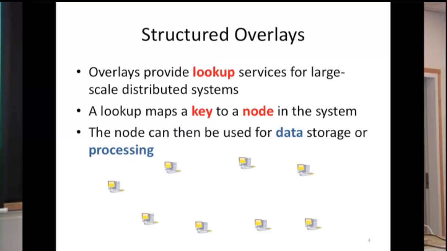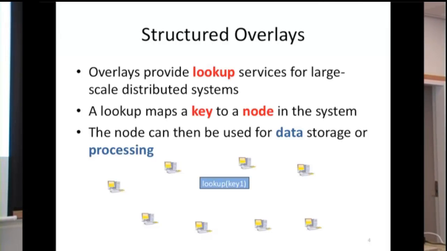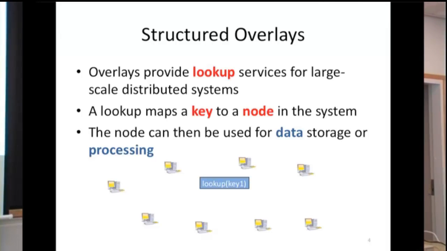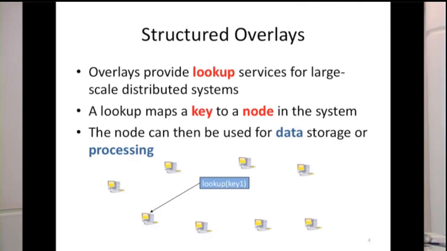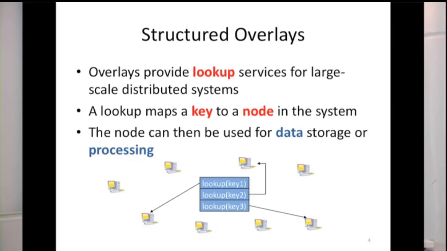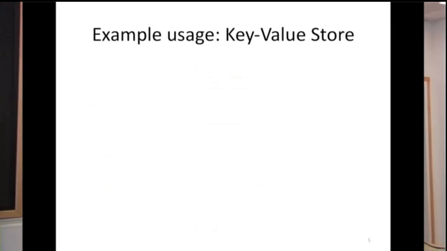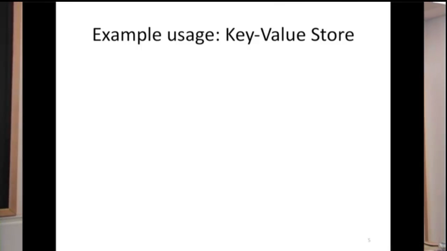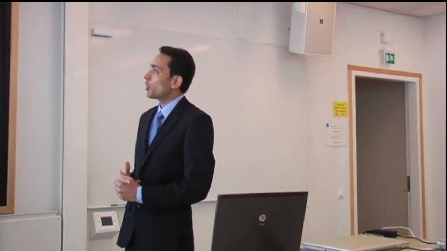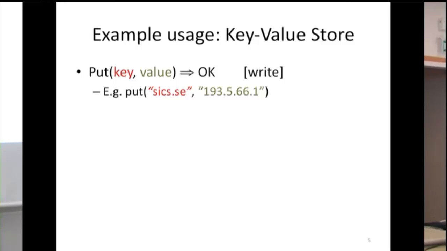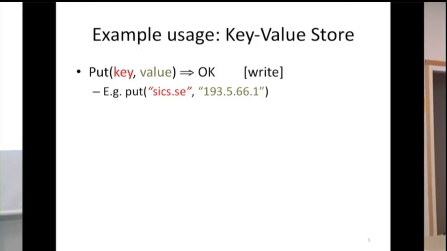So for example, let's say these are thousands of machines, and you want to look up, let's say, key 1. The structured overlay will tell you this is the node that it maps to. Similarly, you can have other keys that map to different nodes. This is a simple example of building a storage system on top of a structured overlay. In this example, let's say you want to build a distributed DNS where you want to store domain names and their IPs as the values. You can use a structured overlay for that.